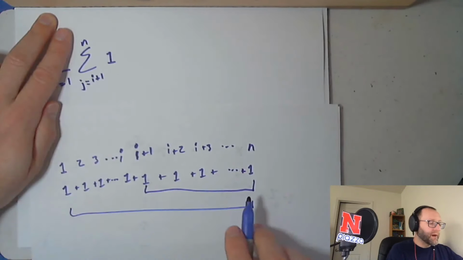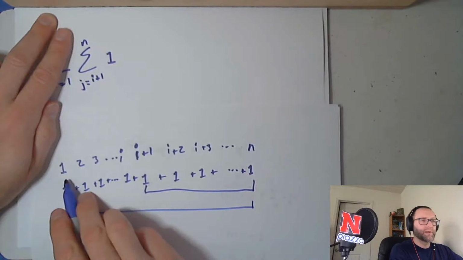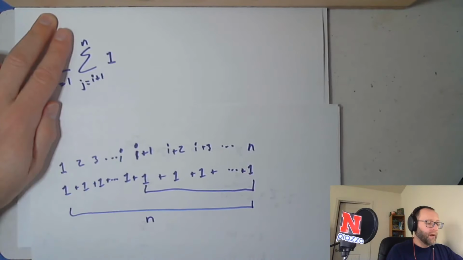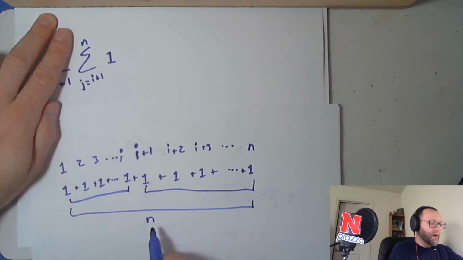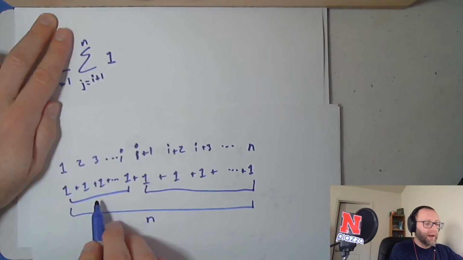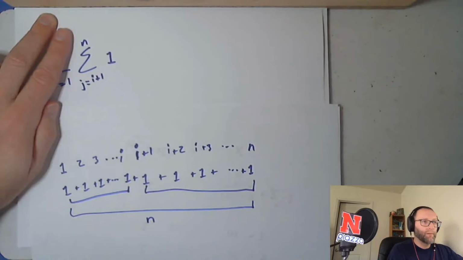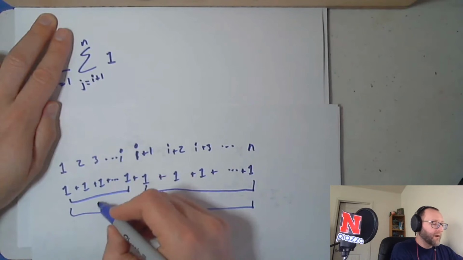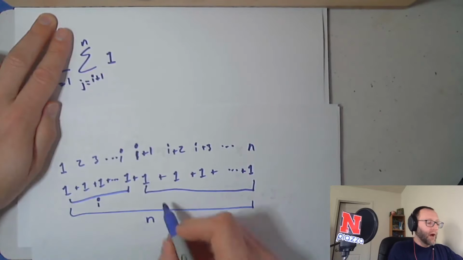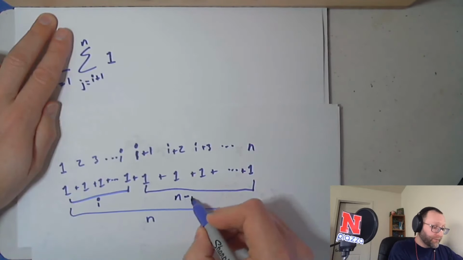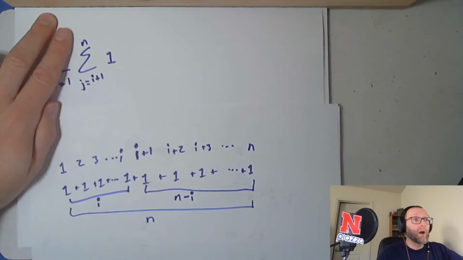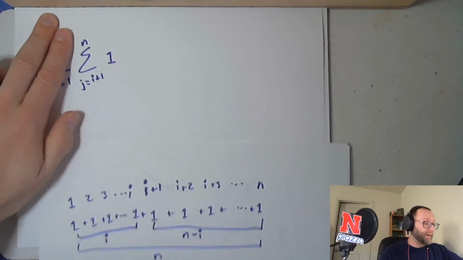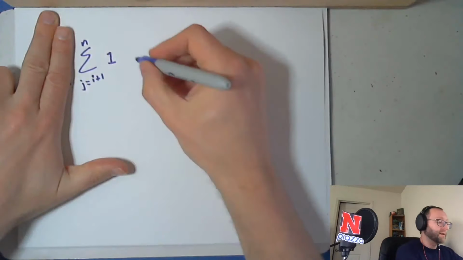How many ones are there here? Well, there are n of them because I started at 1. Right? How many ones are there here? Well, all I need to do is find out how many ones there are here, take the total number, subtract off that number, and I get the number of ones over here. How many ones are there here? Well, 1, 2, 3, all the way up to i. There are i ones here. So how many ones are there over here? You just have to take off the ones that you skipped. So this is going to be n minus i. Right? It's going to simplify to n minus i.